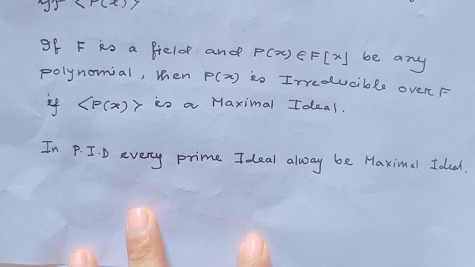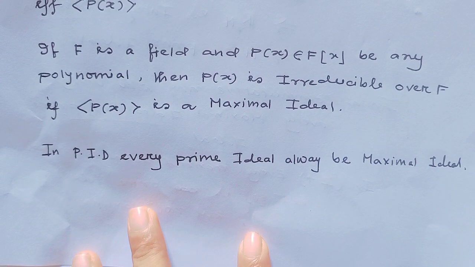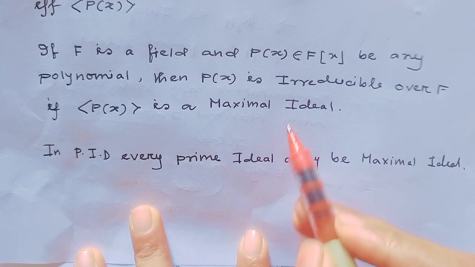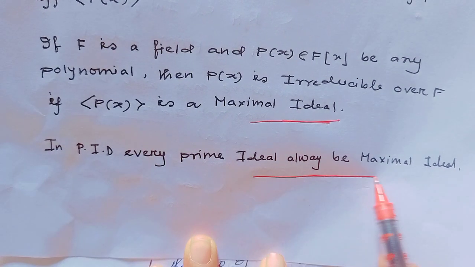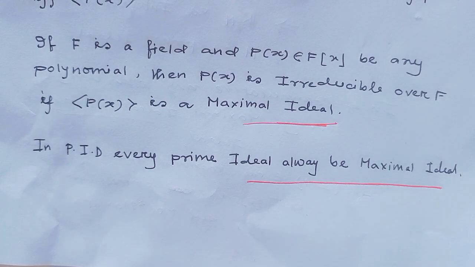So F is a field and p(x) belongs to F[x] is any polynomial, then p(x) is irreducible over F if the ideal generated by p(x) is a maximal ideal. Also, if the ring is a PID, which means every ideal is generated by a single element, then every prime ideal is a maximal ideal. We all know a maximal ideal is always prime, but in a PID the converse is true: every prime ideal is a maximal ideal.